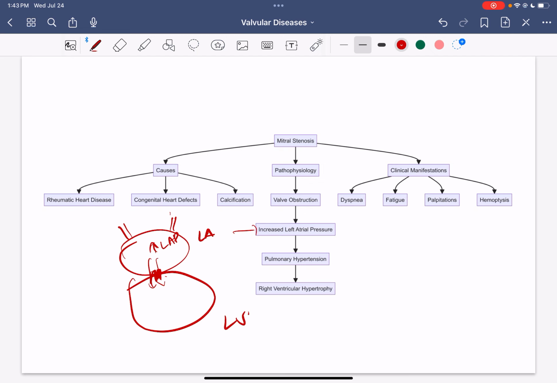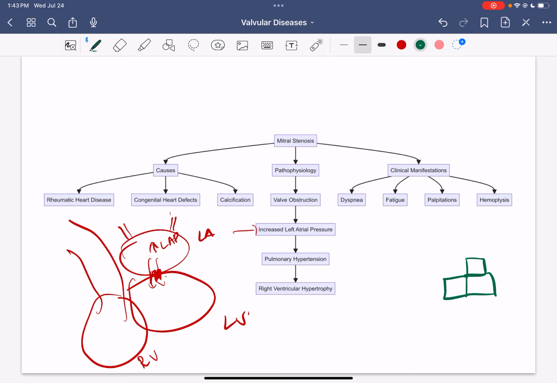Now, where does the lungs connect on the other side? Remember the right ventricle, it gives rise to your pulmonary trunk, right? So let me make a better diagram here. This is the left atrium, this is the left ventricle, right ventricle, right atrium. Imagine this is your lungs. Okay, so now there is an obstruction here. As a result, pressure increases here. Pressure in the pulmonary veins increases. Pressure in the pulmonary circulation increases.